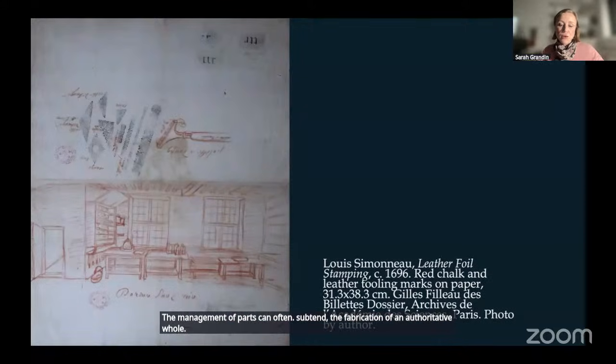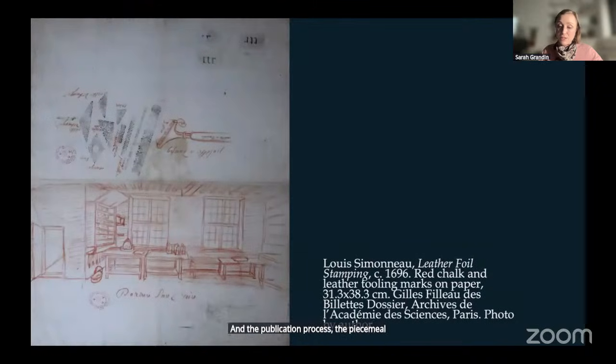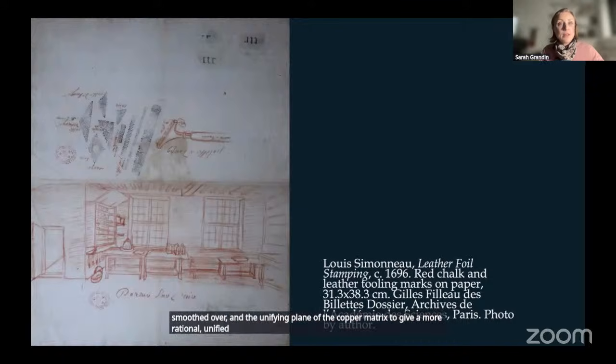In the publication process, the piecemeal nature of these images is occluded, smoothed over in the unifying plane of the copper matrix to give a more rational, unified front to these depictions of manufacturing and to the royal institutions that documented them.